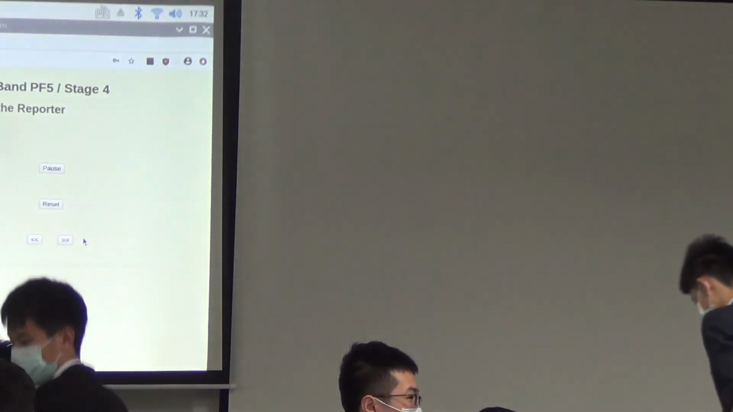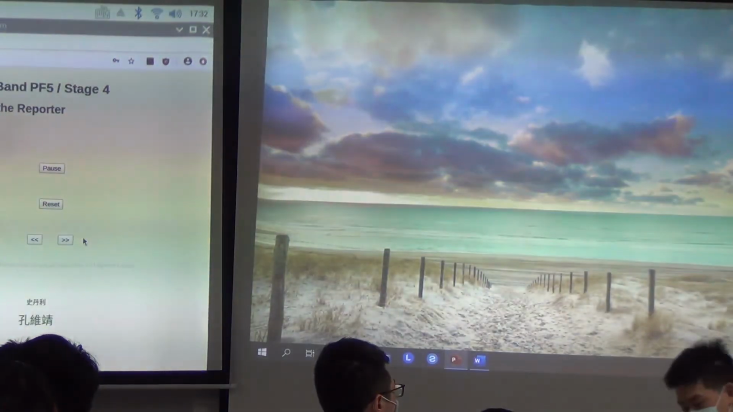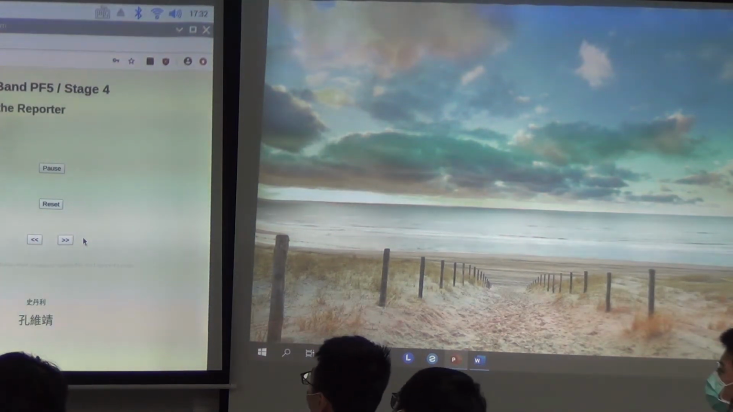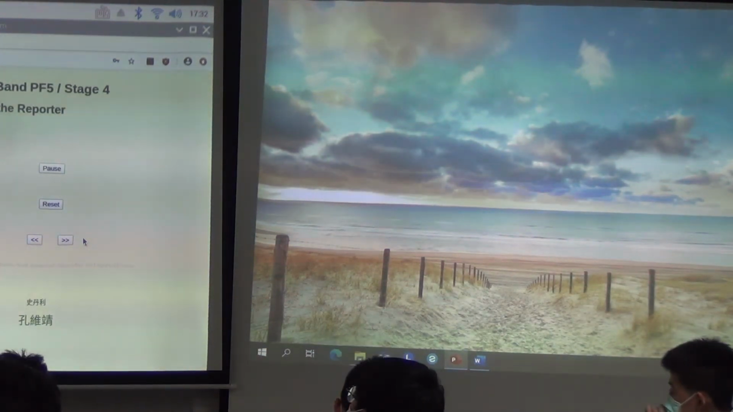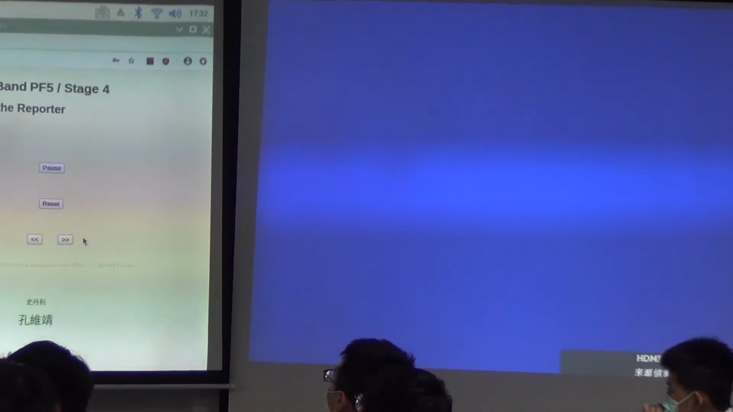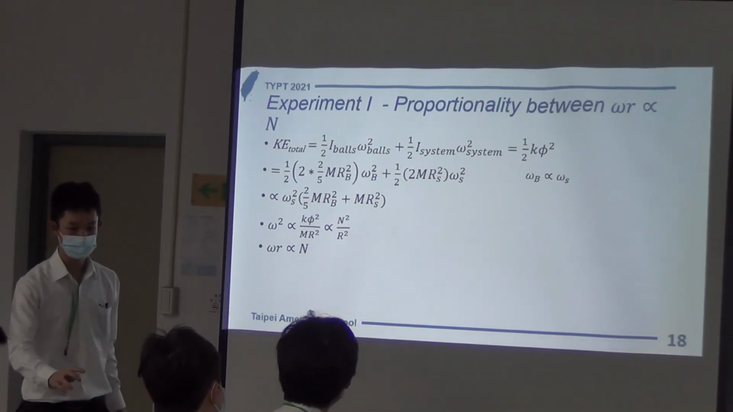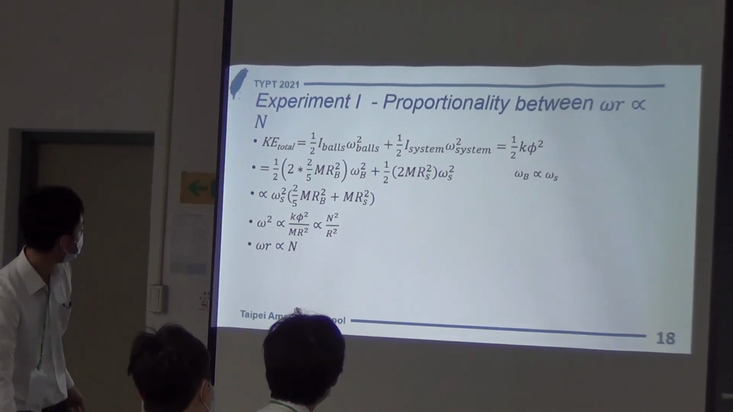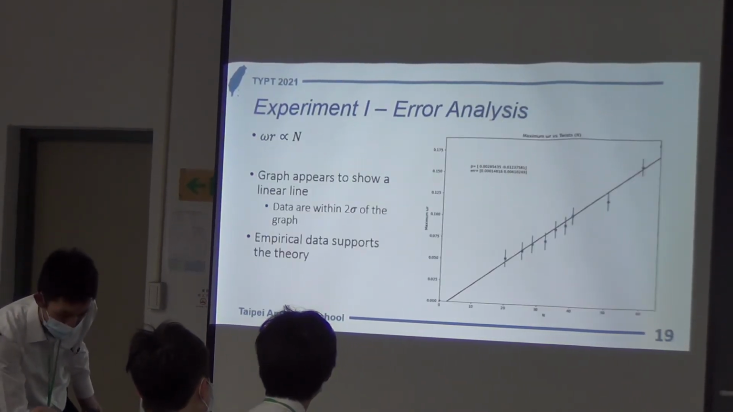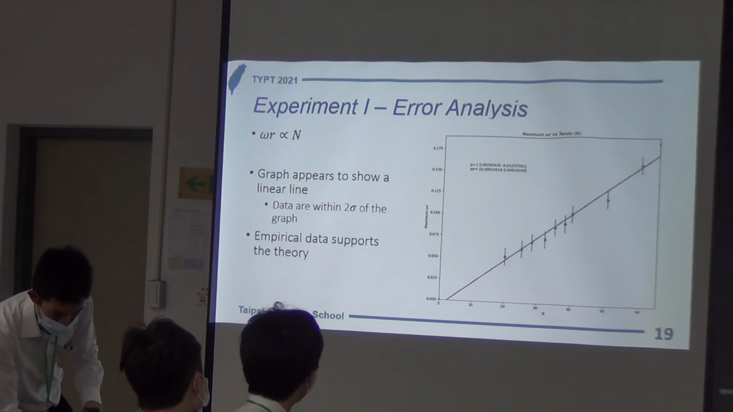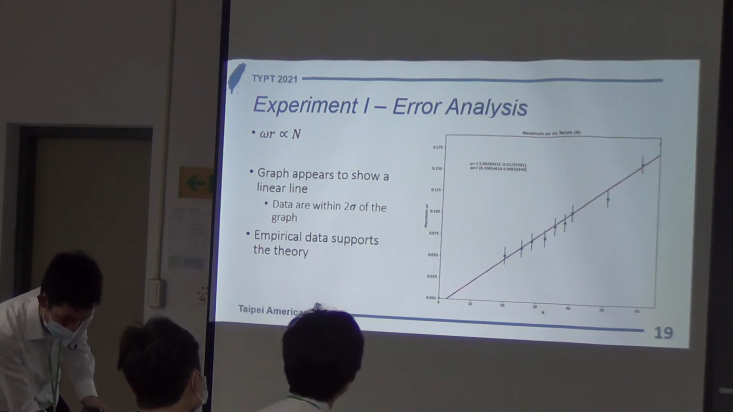Okay, reporter concluding remarks. Thank you for listening. Here are my concluding remarks. First of all, I would like to clarify that I do in fact have an experimental correlation between the number of turns and omega r. So, going to the next slide, here is our experiment of omega r versus n.